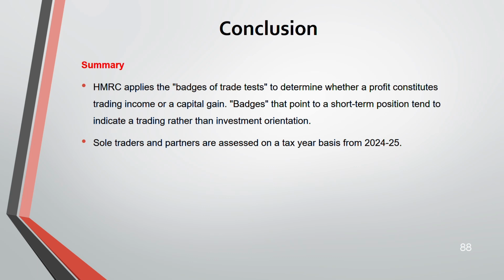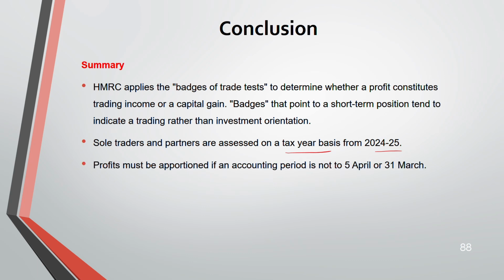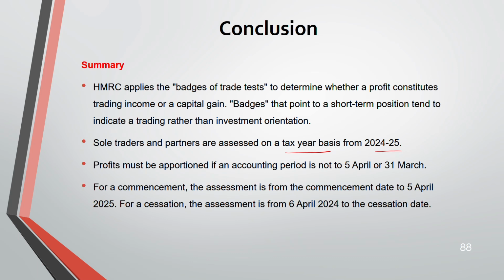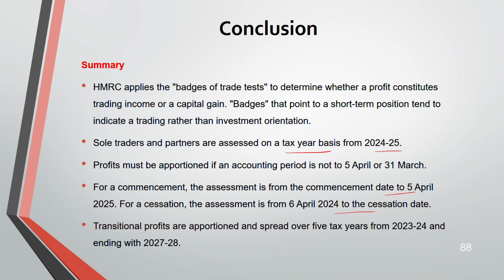Sole trader and partner, they are assessed on a tax year basis from 2024-25. That is the tax year that you are going to give your exam. Profit, you have to apportion your profit if your accounting year end is not 5th April or 31st March. For commencement, if you have just started the business, this is how it will run from the date of commencement to 5th April. And if you have ceased, then from 6th April to the cessation date. And the transitional profits are apportioned and spread over 5 tax years, starting from 23-24 to 27-28.